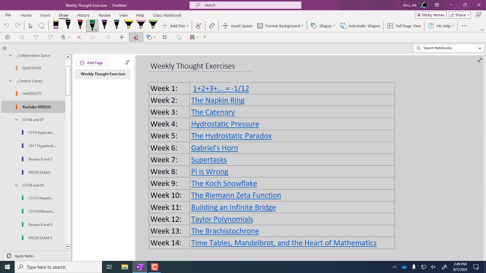And then in the next chapter, we'll get to some of this stuff like Gabriel's horn. Gabriel's horn is one of these objects that has finite volume and infinite surface area. So finite volume, infinite surface area. It's going to be similar to the Koch snowflake. Koch snowflake is a two-dimensional thing that has infinite perimeter but finite area.